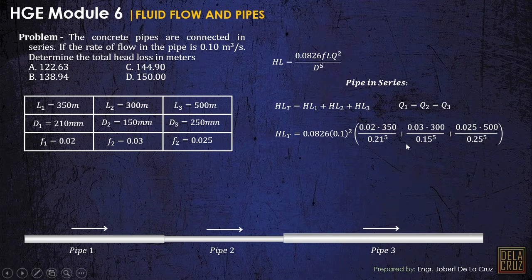Plus for pipe 2, you can just follow the parameters here. And for pipe 3, follow these parameters here. The friction is 0.025, the length is 500, and the diameter is 0.25, raised to 5. So directly we can solve the answer for the total head loss. Actually, pipes in series connection is easier than pipes in parallel connection.